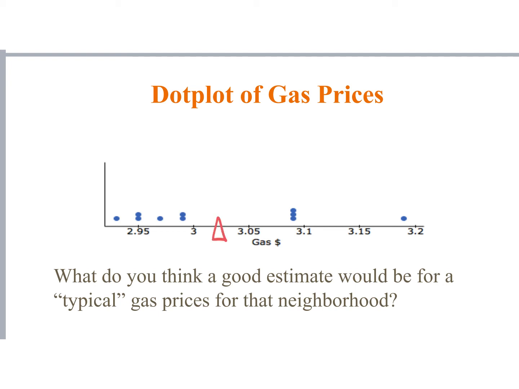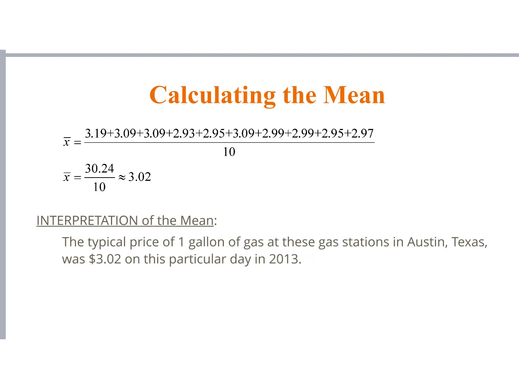So let's go ahead and calculate the mean gas price. Okay, so here it is. I've added up, or took the sum of, all the gas prices, 10 of them. Because there's 10 of them, you're going to divide by 10 in the denominator. So here's what the sum is. Divide by 10 comes out to 3.02.